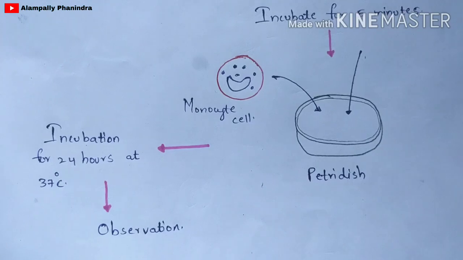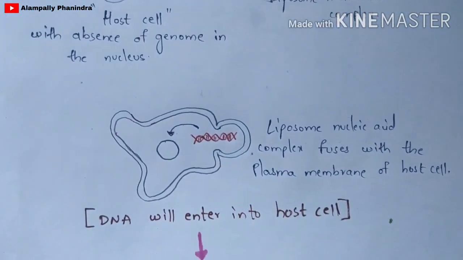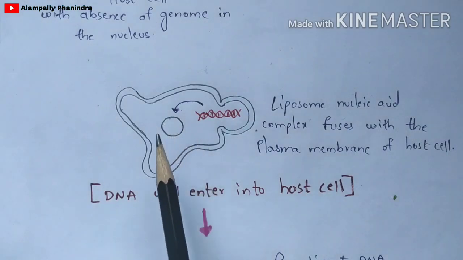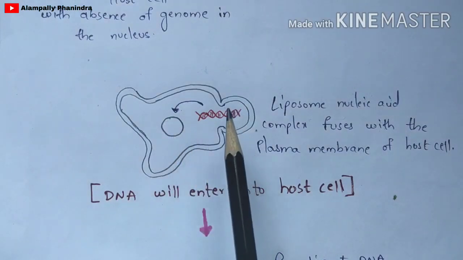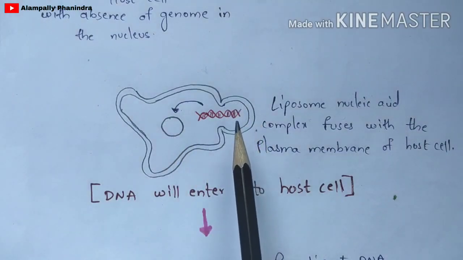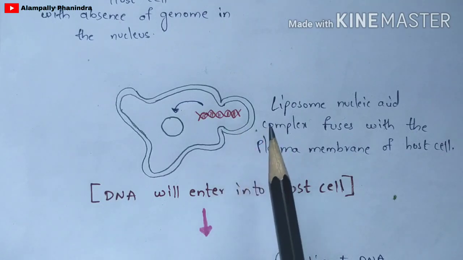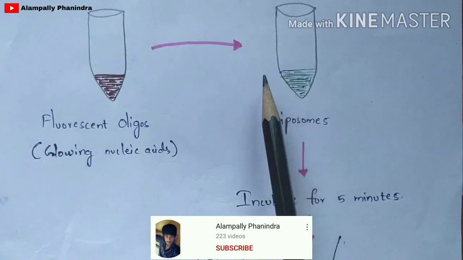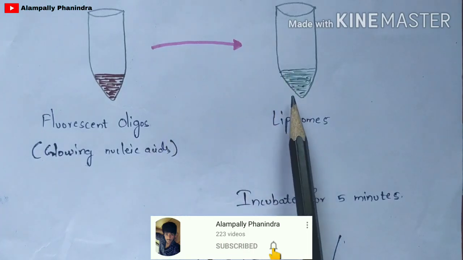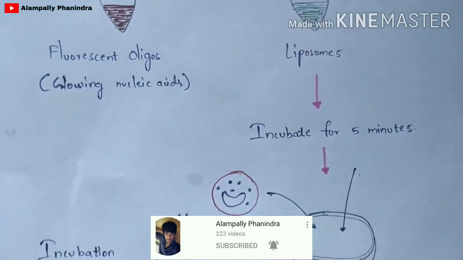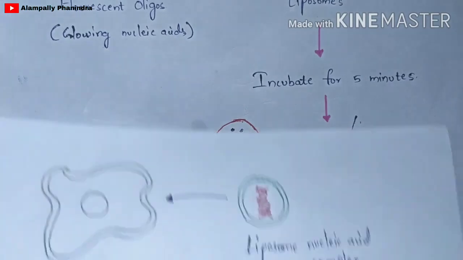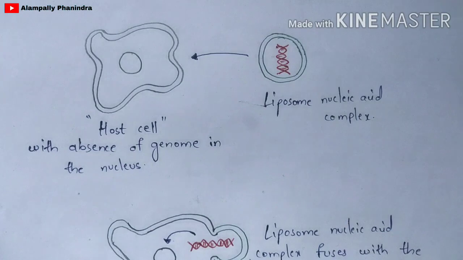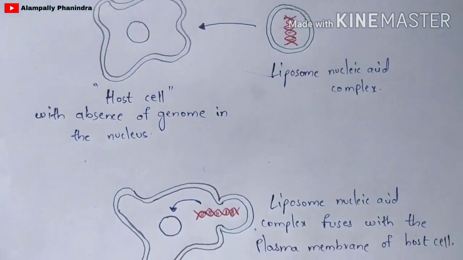So what is the observation? As I have already explained, the liposome will interact with the host cell, or the monocyte cell which we have taken, right? And we know that the liposome consists of the nucleic acid mixture. In the cuvette itself we have taken the nucleic acid mixture into the liposomes, so in those liposomes the nucleic acids will be present. Don't forget that the nucleic acids have fluorescence, that is, they can produce color, right?